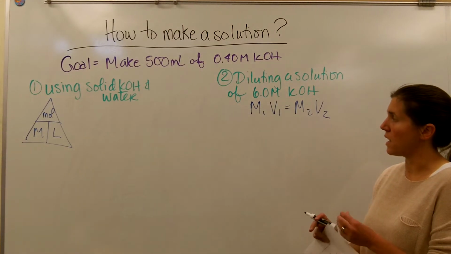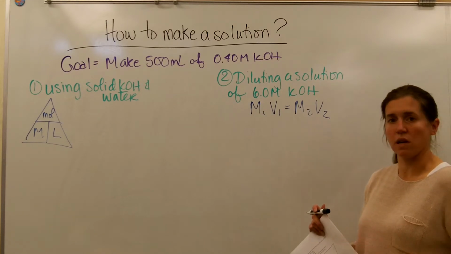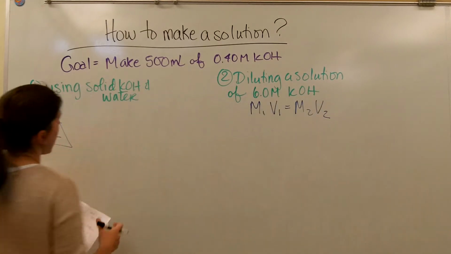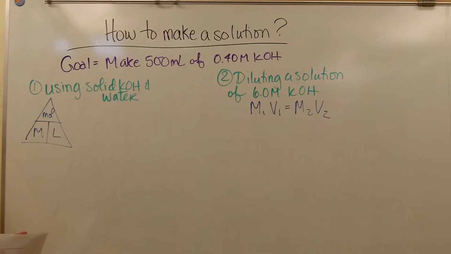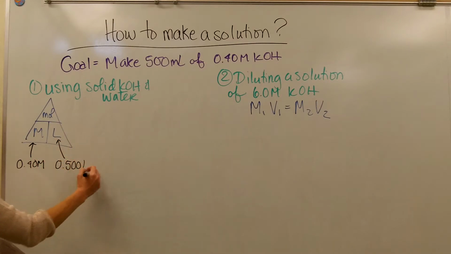First method is using mass. Let's say you want to mass out some solid KOH, dissolve it in some water. So the question in this case is, how much KOH do I need? And remember, your molarity is moles over liters. I can write this out as a triangle. And I know that I want my molarity to be 0.40 molar. I want my volume to be 0.5 liters. So the one thing I don't know is moles.